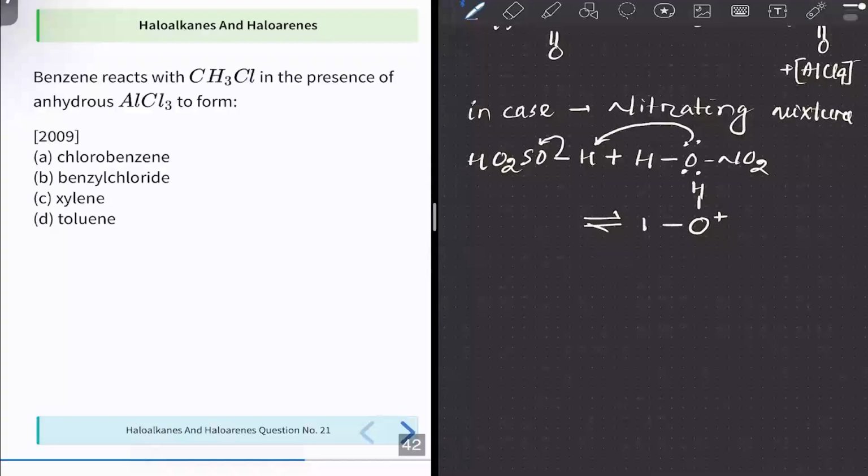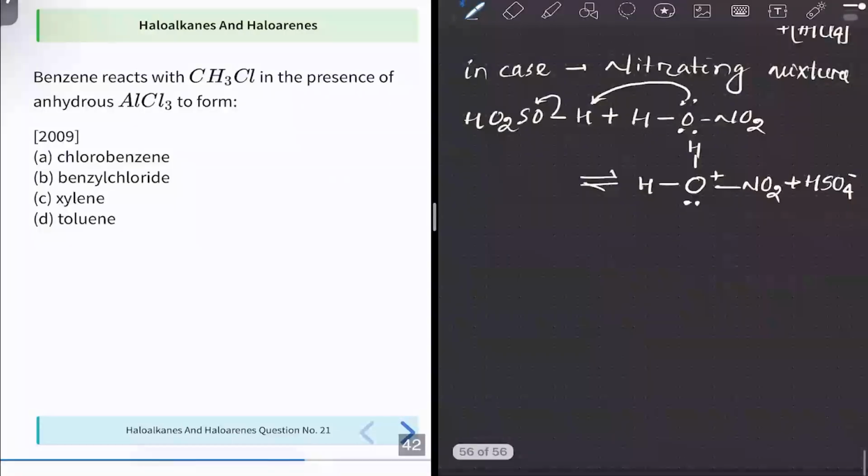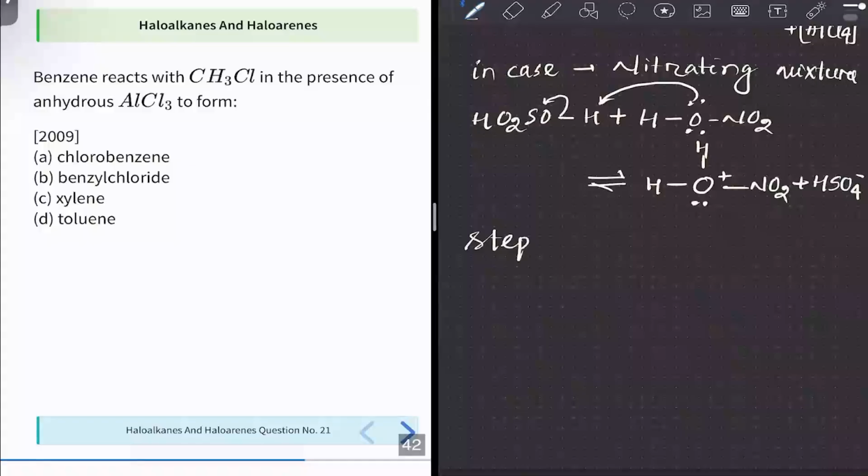So this will be HSO4 minus and H NO2. In step 2, this bond will donate its electron to oxygen here and form H2O plus NO2 plus. This is the electrophile.